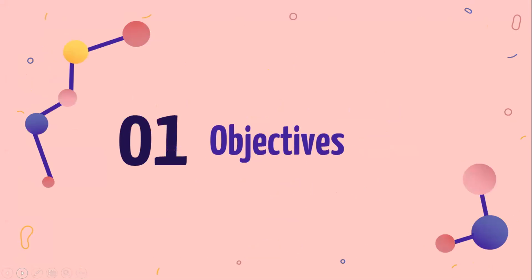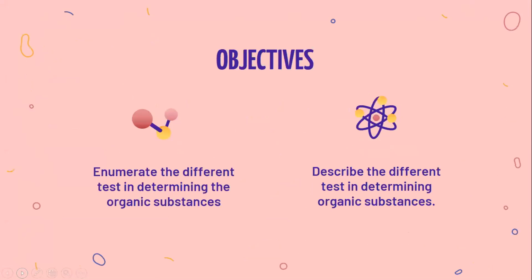Next, our table of contents. We have objectives. We have two objectives in this experiment. Next. This is to enumerate the different tests in determining organic substances and to describe the different tests in determining organic substances.